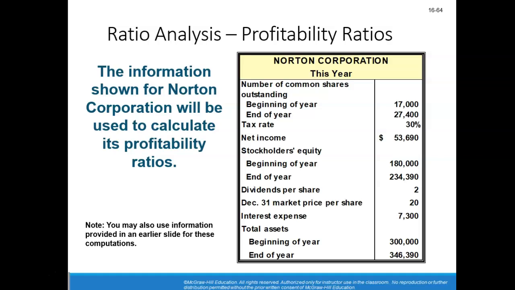As I mentioned before, when you buy one share of stock in any company, you are known as a common share or common stock holder. So we'll look at the number of shares that were outstanding at the beginning of the year compared to the end. We'll look at the net income, the equity on the balance sheet, the dividends that were paid out to the actual stockholders, the market price per share of stock, the interest expense that we're paying, as well as our total assets. We'll use this select information to see how profitable the Norton Corporation is.